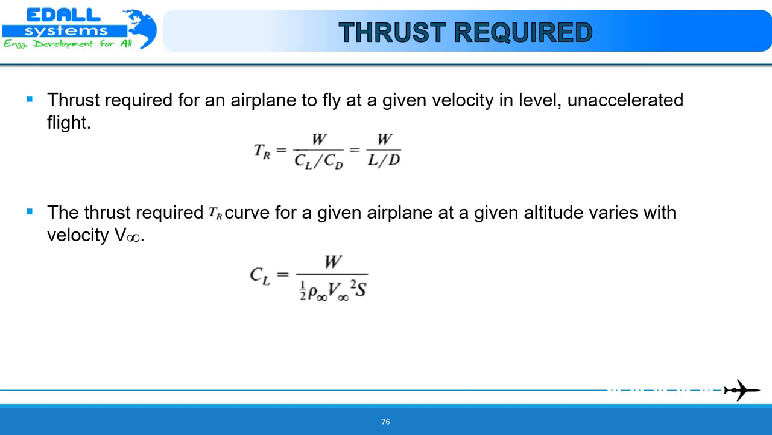The thrust required curve for a given aeroplane at a given altitude varies with velocity V infinity, hence CL is equal to W by half rho infinity V infinity square S, where S is the wing area, V infinity is the velocity, and rho infinity is the density of air.